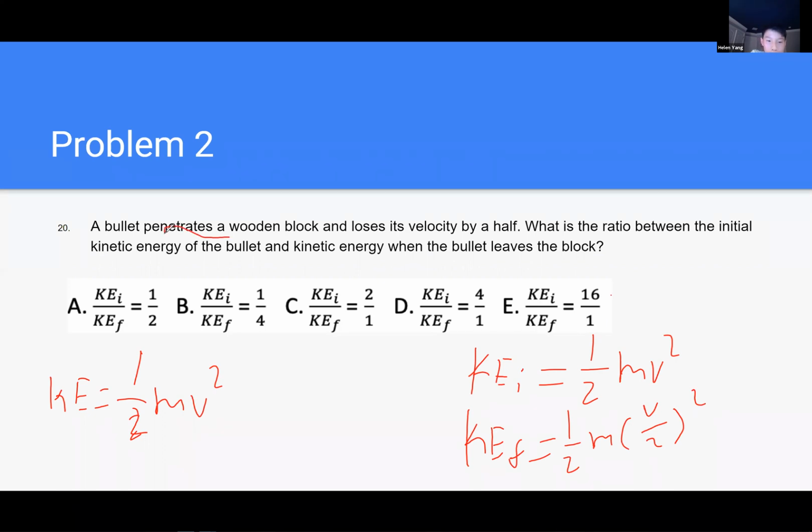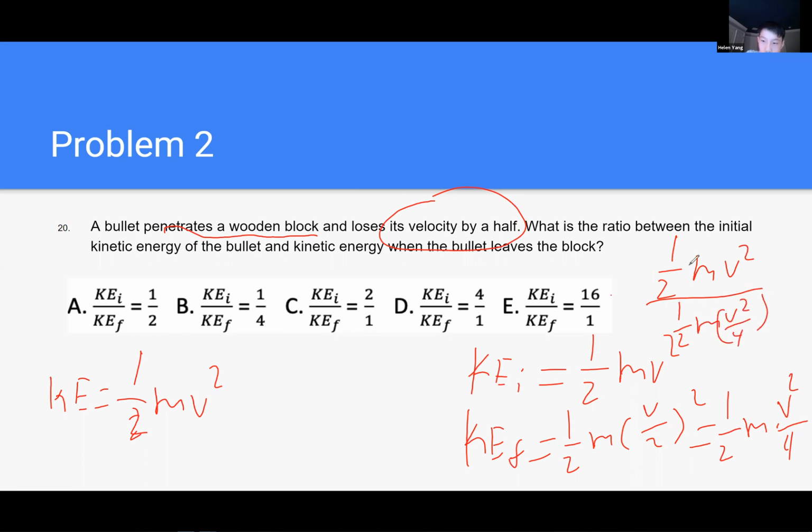Because after the bullet penetrates a wooden block, it loses half its velocity. So you have to divide it by 2. So if you solve that, it would get 1/2 times mass times v squared over 4. So now if you write it like 1/2 times mv squared over 1/2 times mv squared over 4. Cancel out the 1/2 and m, and you would get v squared over v squared over 4. And if you divide that, you would get 4 over 1, which is d.